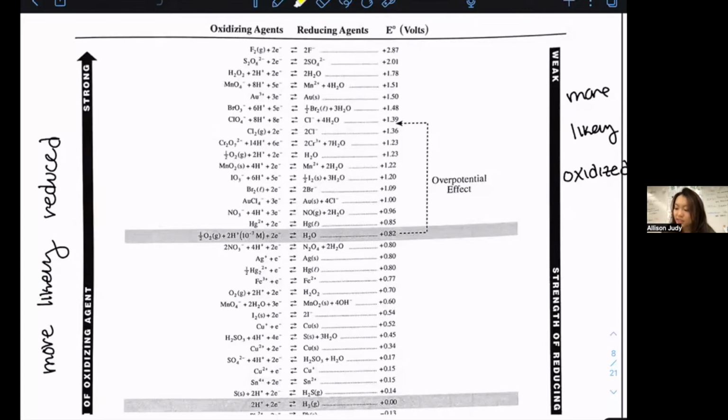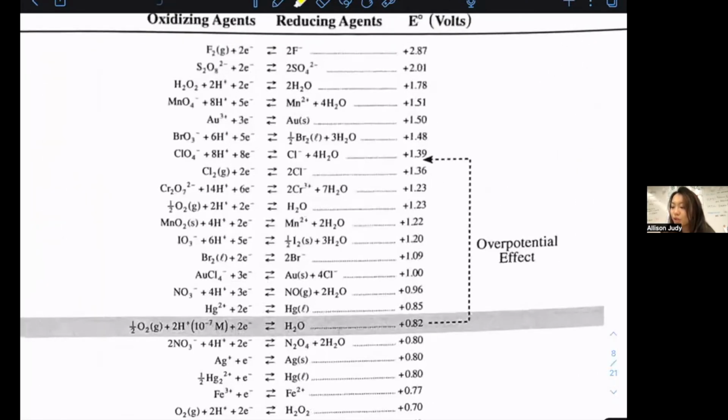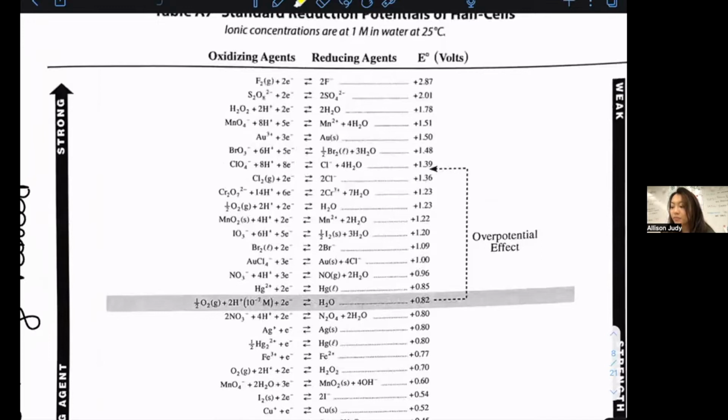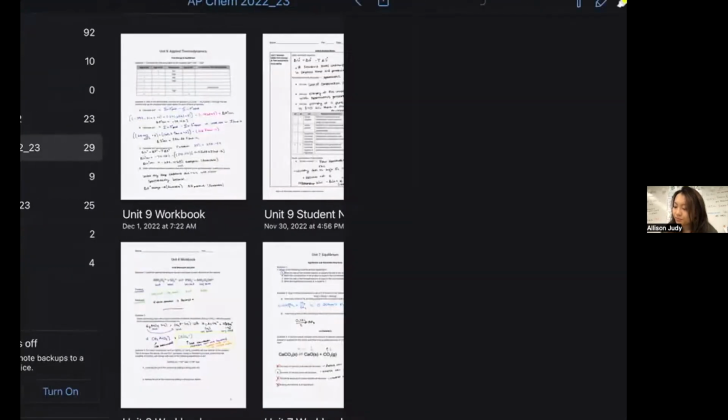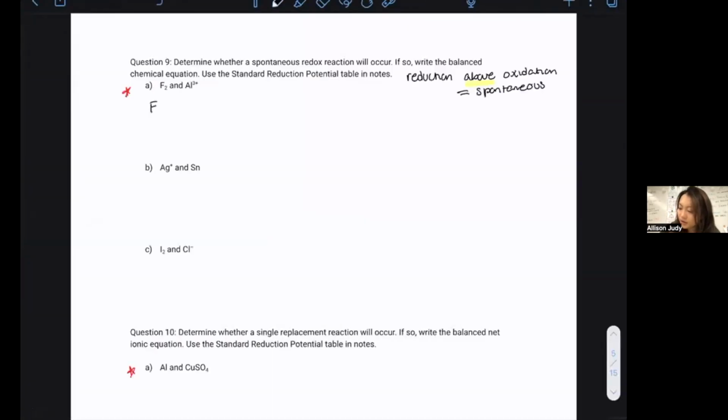And what that means for us is that it's the most likely to be reduced. F2 will gain 2 electrons to go to 2F minus. And it has a standard reduction potential value of positive 2.87. And we like positive. That means it's more likely to be reduced, right? So what we see is that diatomic fluorine is going to be most likely to be reduced.